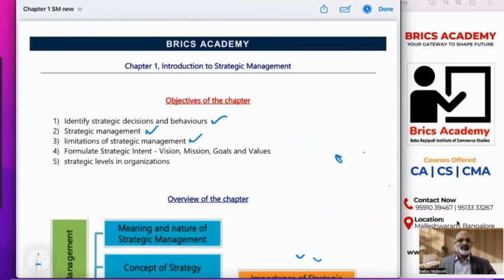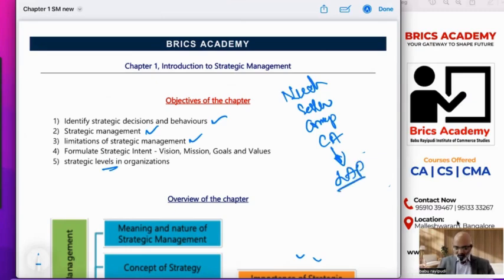Once again, I'm saying business is all about meeting the needs of the society. In meeting the needs, there are many sellers. When there are many sellers, we call it competition. Therefore, we need to achieve competitive advantage. To achieve competitive advantage, we need a long-term action plan. This long-term action plan is called strategy. So I just gave you, in strategic management, what is actually called strategy.